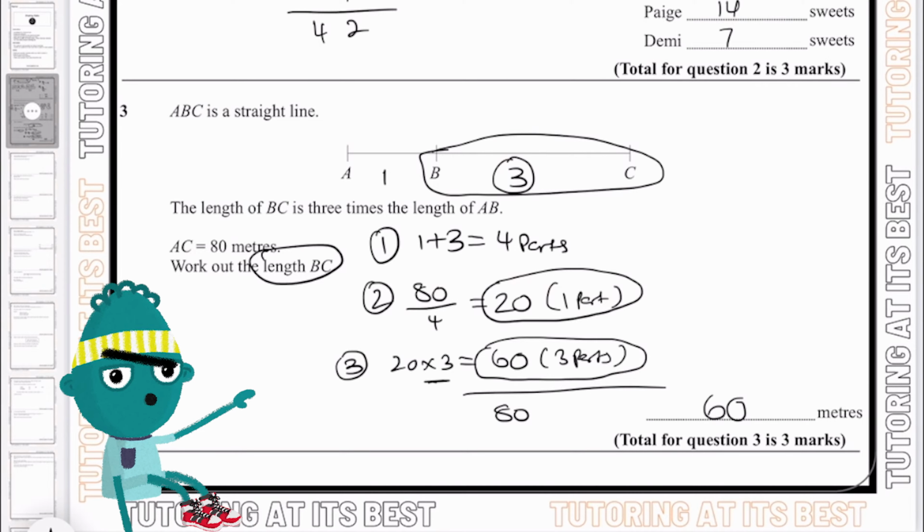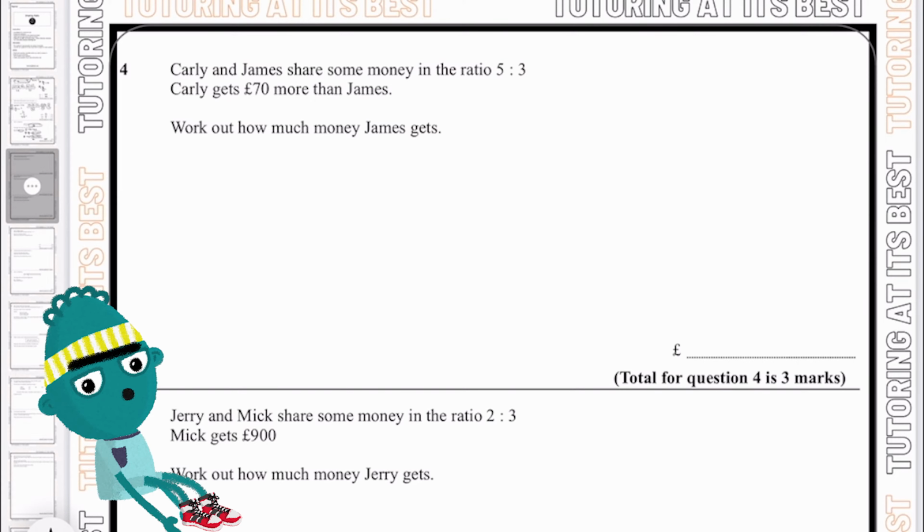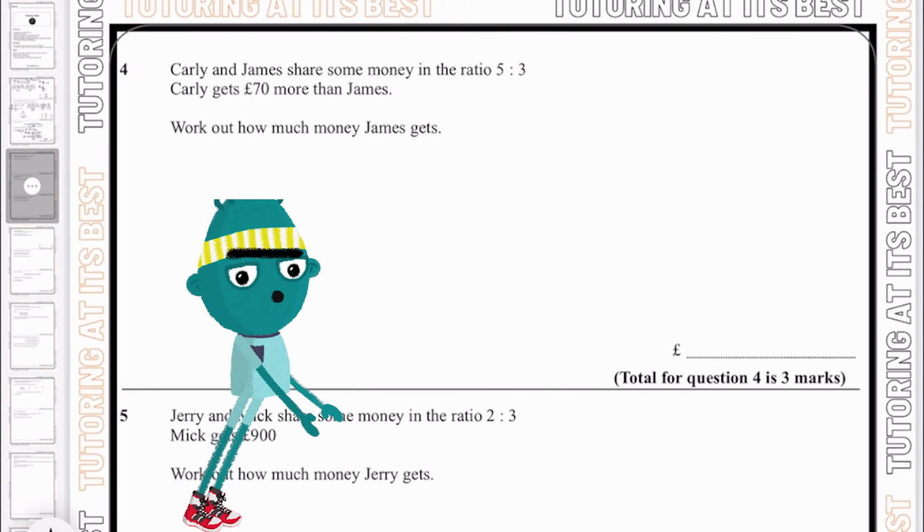Let's now go ahead and move into the next question, which is question 4. So feel free to pause the video here, attempt these 2 questions, and then we'll go through the answers.